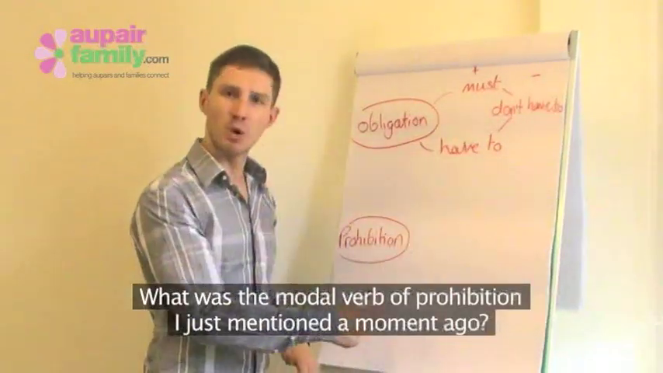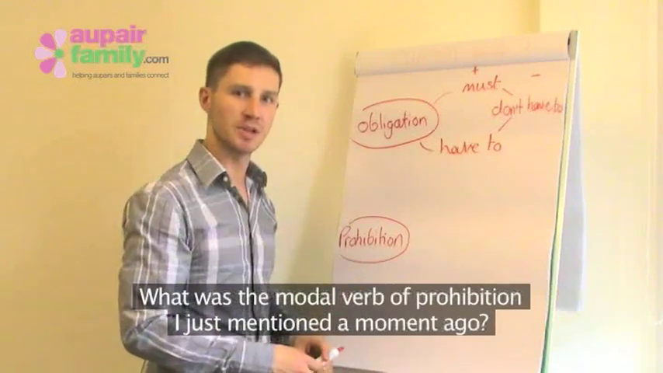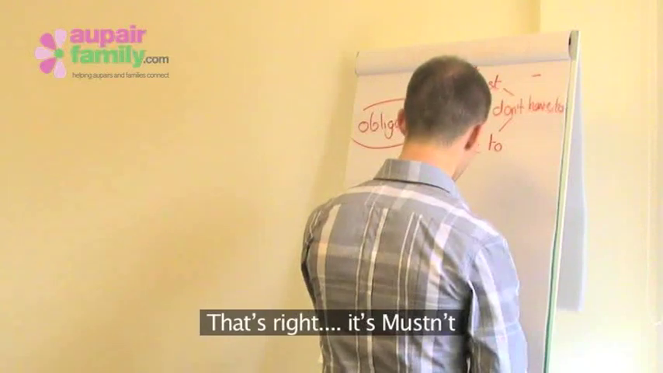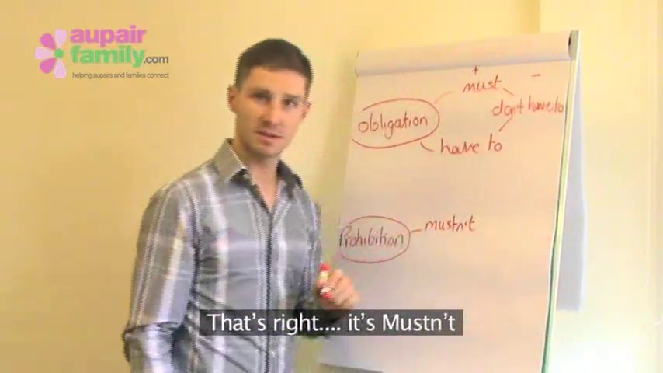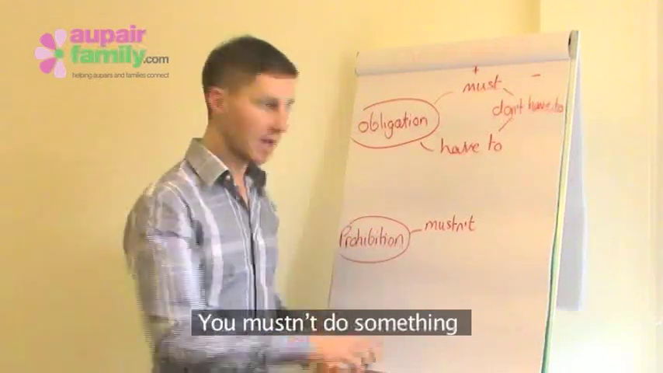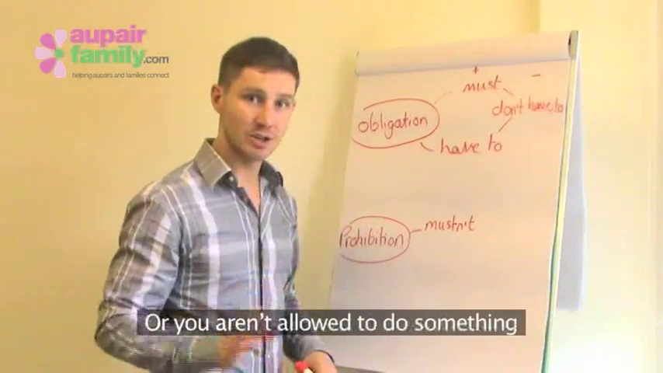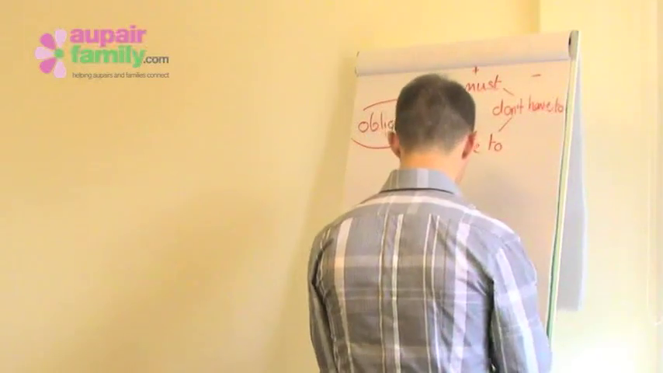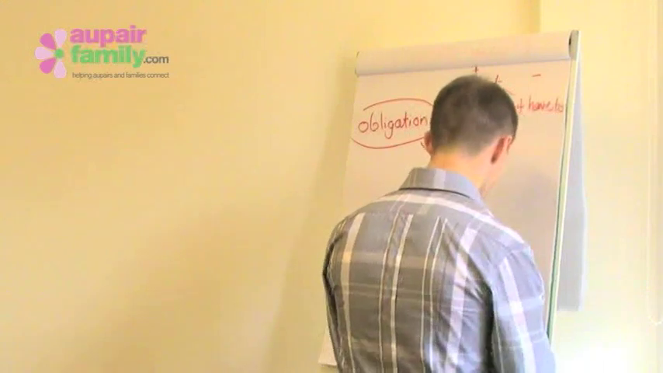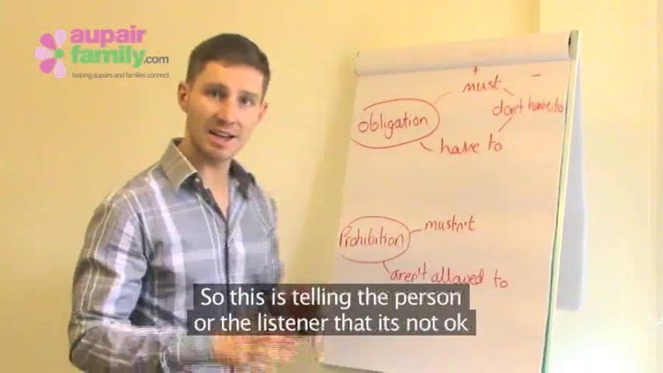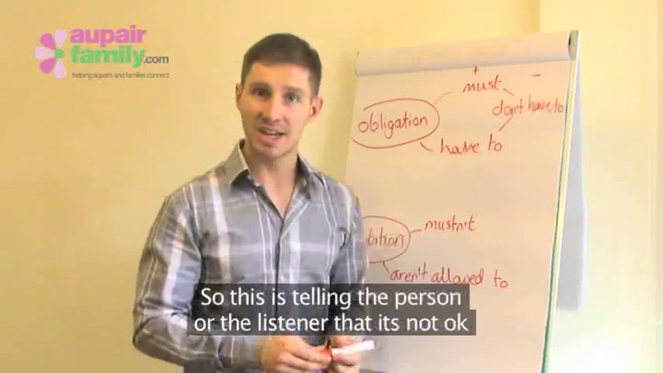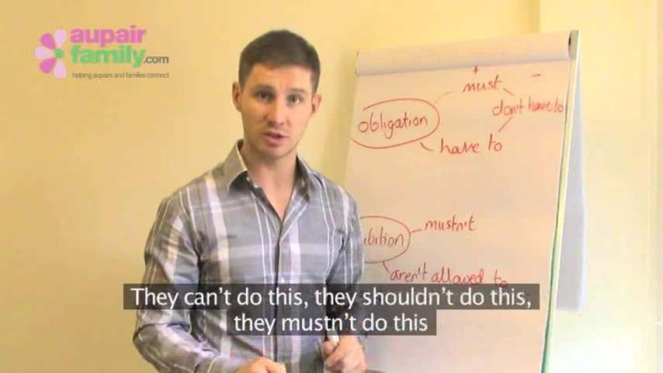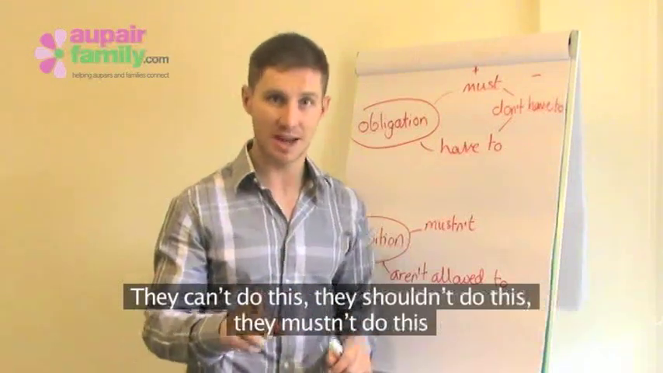What was the modal verb of prohibition I just mentioned a moment ago? That's right, it's mustn't. You mustn't do something, yeah? Or you aren't allowed to do something. So this is telling the person or the listener that it's not okay. They can't do this. They shouldn't do this. They mustn't do this. Yeah?